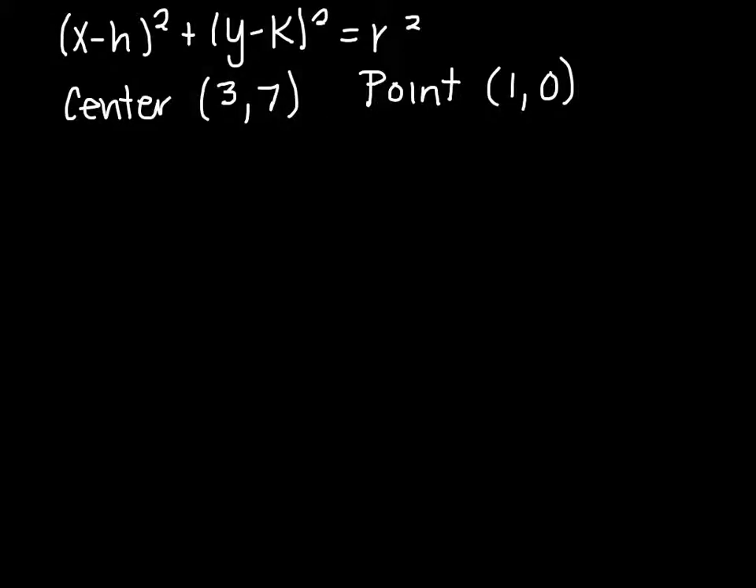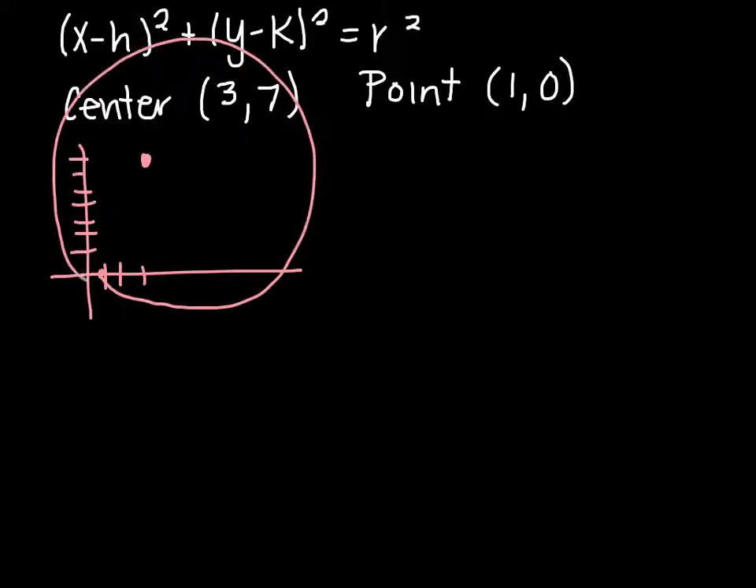To find the equation of this circle, let's start by drawing it out. At (3, 7) is a point right here, and it goes to the point (1, 0). So this circle does something that looks like that. So what I need to figure out is, what is this length right here, or that distance? Well, let's use the distance formula.